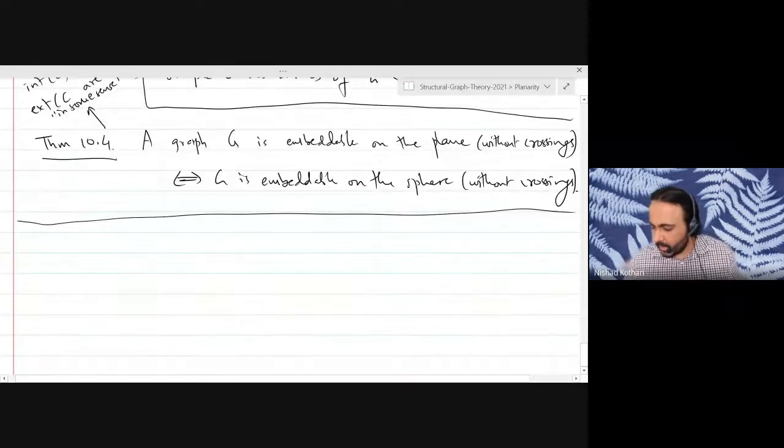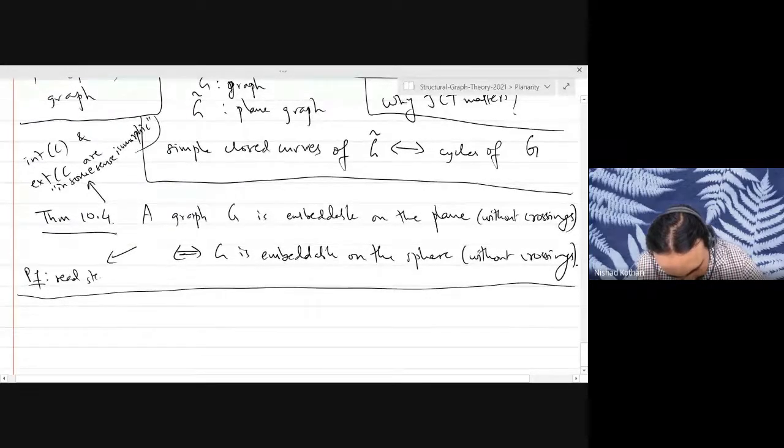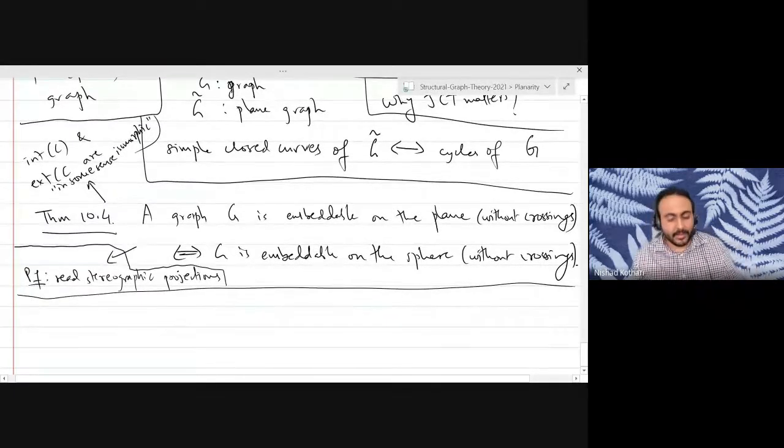Okay? So I'll just say proof, read about stereographic projections. I like to make the joke that there is a reason so many humans, till today, unfortunately, think that the world is flat, the earth is flat. Locally, of course, if you see around yourself, it looks like a plane, but well, we know that it's not a plane, right? And I think stereographic projection is one of the reasons behind that.